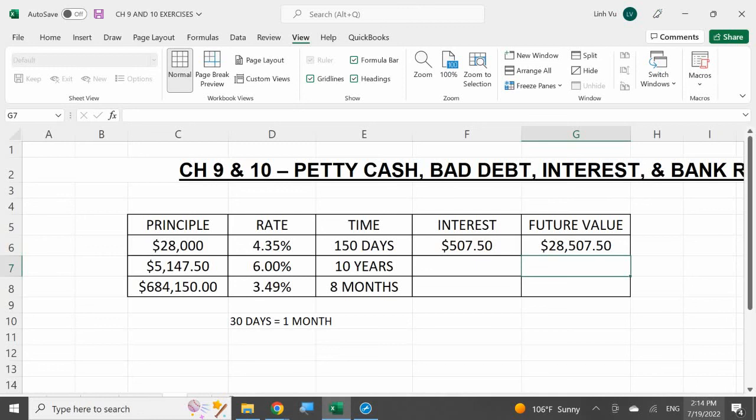So what about the second one? If I have a principal of $5,147.50 at an interest rate of 6% with a 10 year time frame. For that one, we don't have to do any conversion of the time because it's already in years. And so I have $3,088.50.